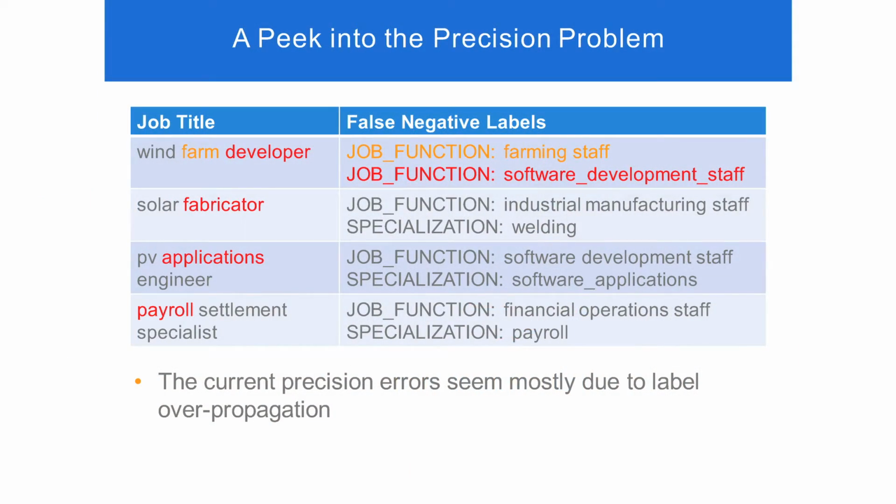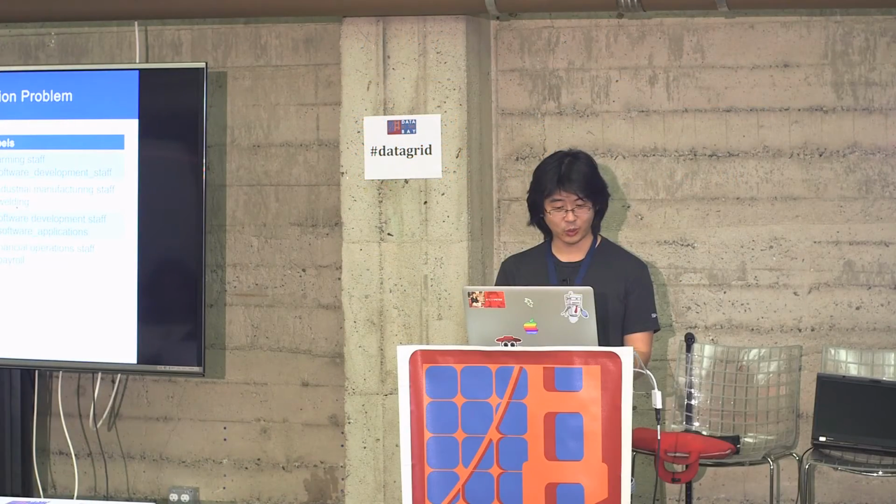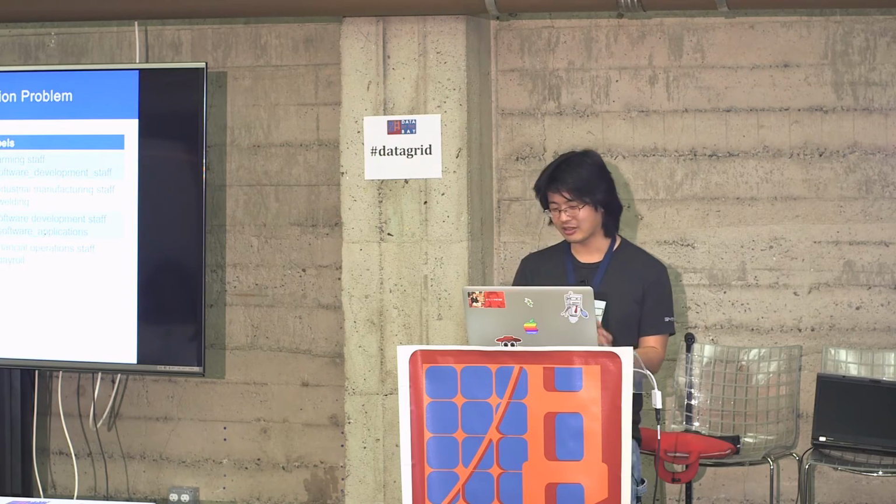So why is our precision bad? I took a sample of some of our false positive labels here. We have wind farm developer produces job function farming staff. Wind farm developer is also, for some reason, software developer. Solar fabricator is industrial manufacturing welding. PV applications engineer is software development staff, and software applications.